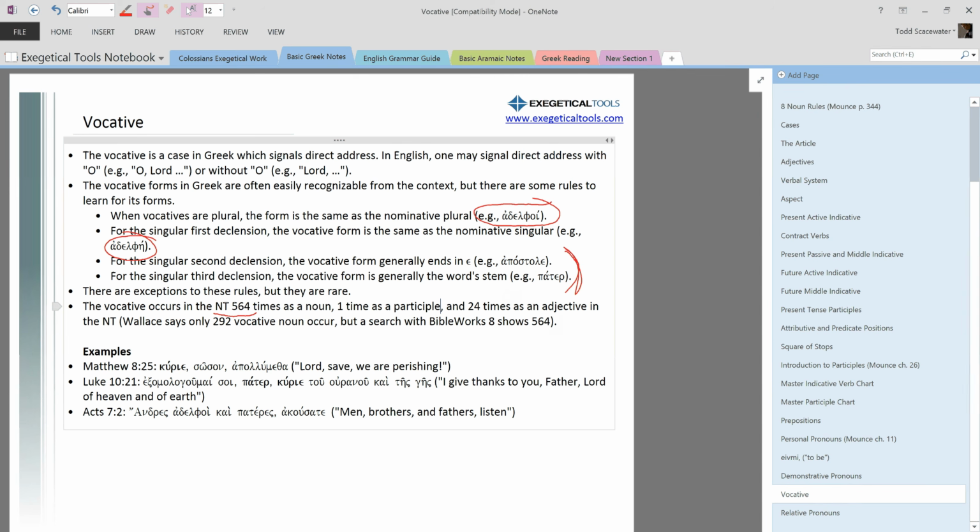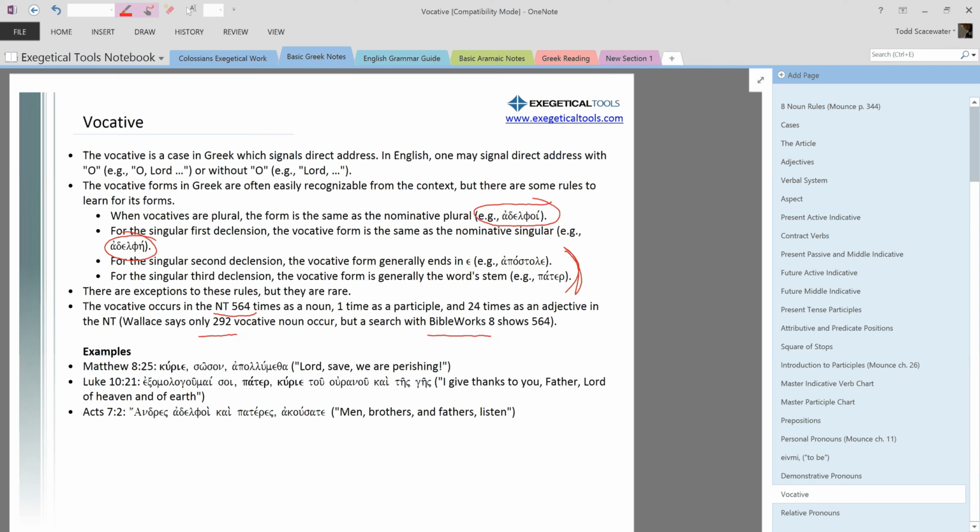For some reason Wallace says it's only 292, but I don't think he lists where he got that number from, so I couldn't figure out how he got that number and why it was different from mine. My search was with BibleWorks 8. In any case, it's somewhere between around 300 to 600 uses of the vocative in the New Testament, which is not really that many. And most of them you'll understand from context.